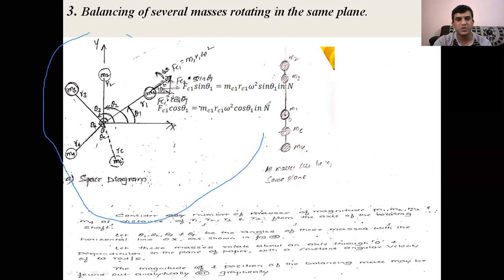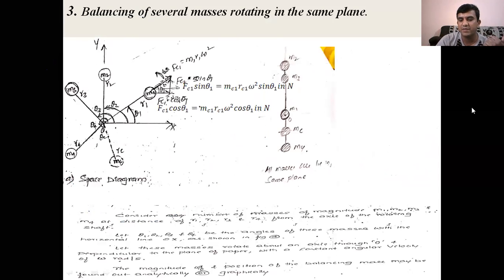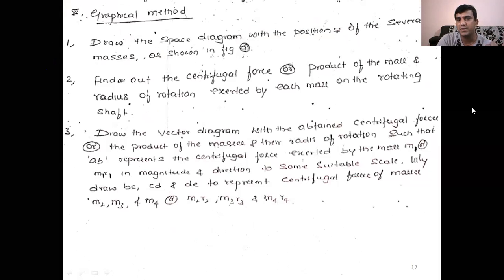Figure A shows the space diagram. The mass, the radius of rotation and the orientation are given. According to that orientation of rotation, you locate the masses. This is a space diagram. The first step in the graphical method is to draw the space diagram with the positions of the several masses. Then you go for constructing a table.